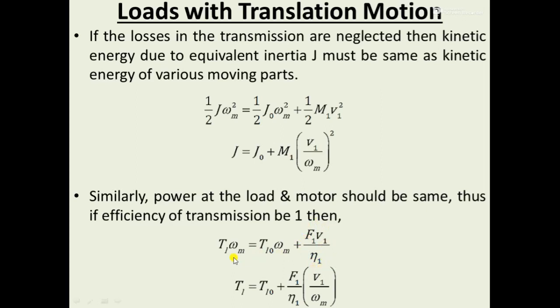So after equating the power supplied by the motor with the sum of the power received at the load side, we will be able to find the standard relation for equivalent torque as TL is equal to TL0 plus F1 by nu 1 into V1 by omega m.